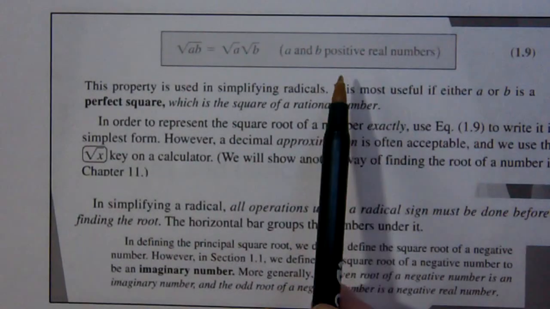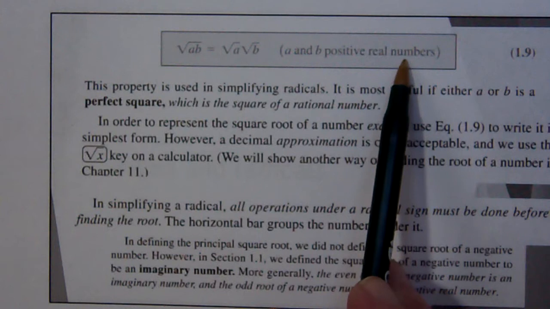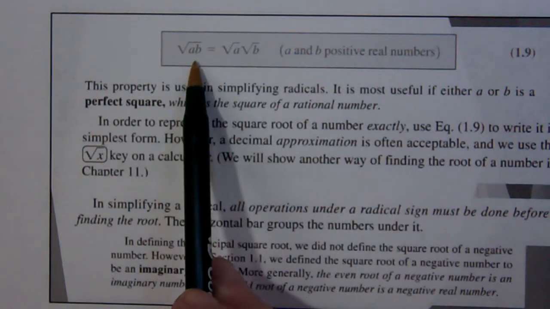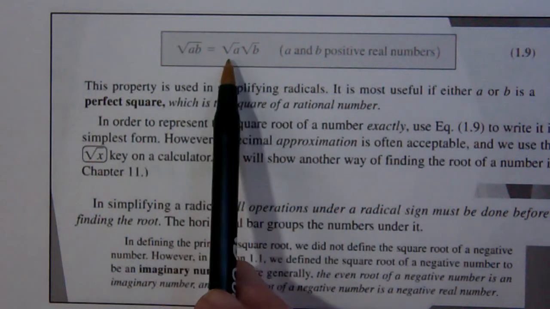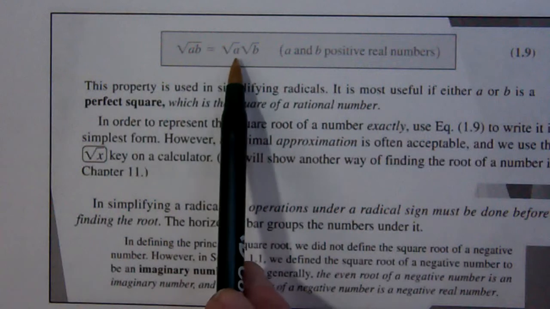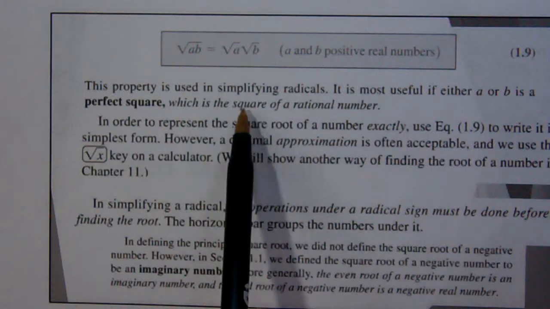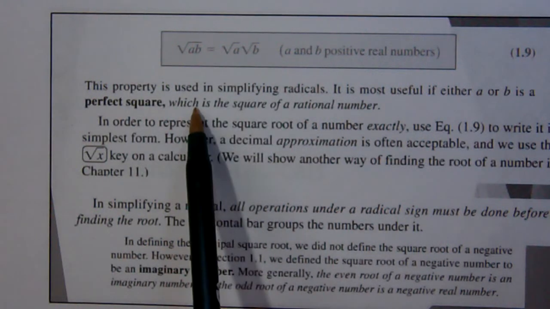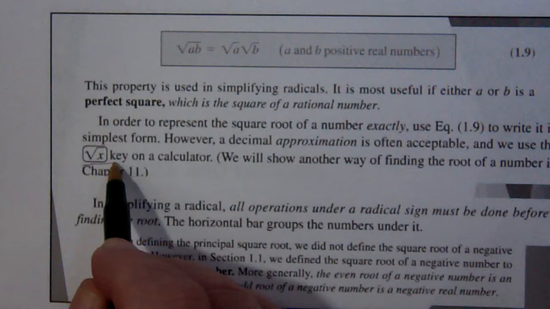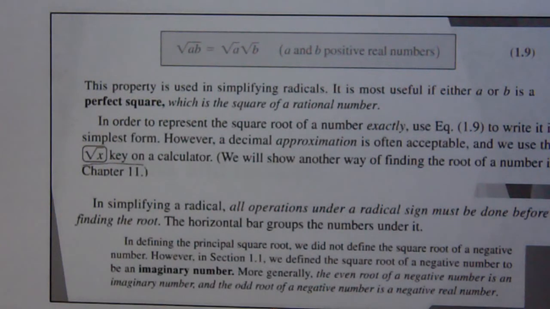Here's one. If a and b are both positive real numbers, and it's not true if they're negative, but it is true if they're positive, then the square root of a times b is the square root of a times the square root of b. Often we will simplify this whenever either a or b is a perfect square, that is a square of a rational number, and those are exact answers. Often we will do approximations using the square root key on a calculator.